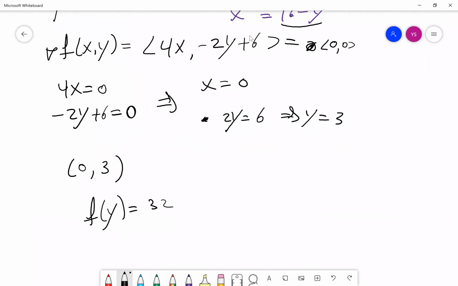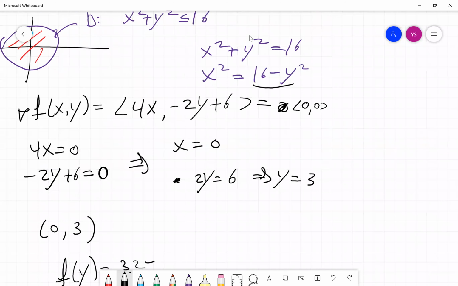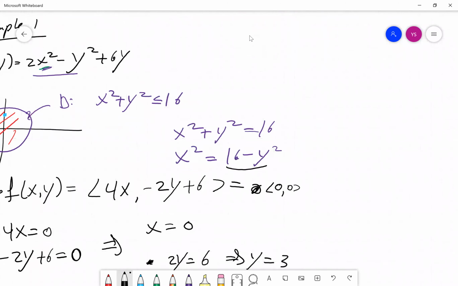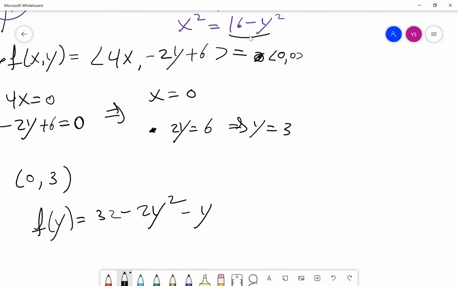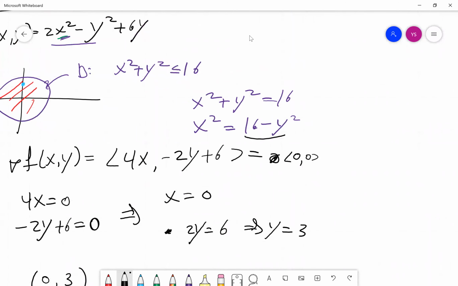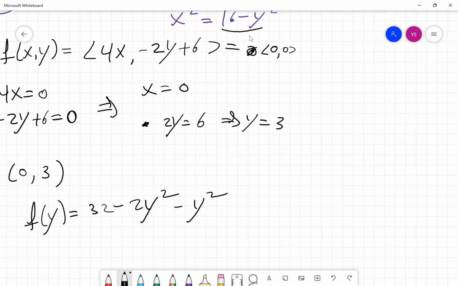So 32 minus 2y squared minus y squared plus 6y.